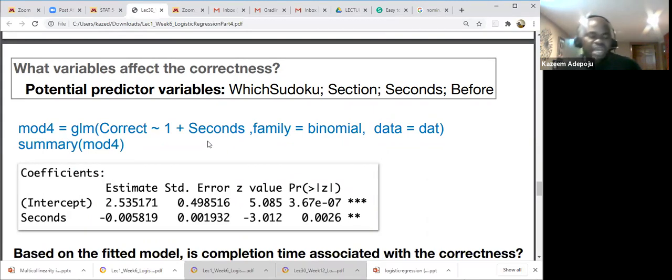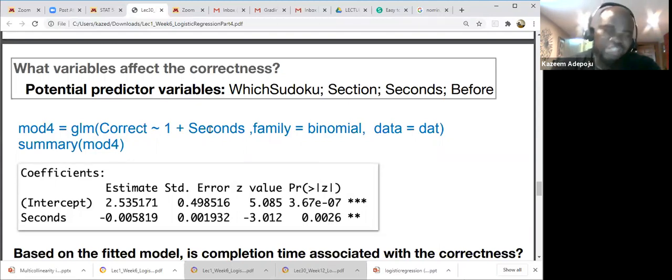Some people may argue that those who finish on time are probably those who have the knowledge of the game or something like that. But let's critically study the effect of completion time on correctness right now. And that's exactly what we're doing right here. And it's actually significant. And don't forget, my predictor right here is quantitative in nature.